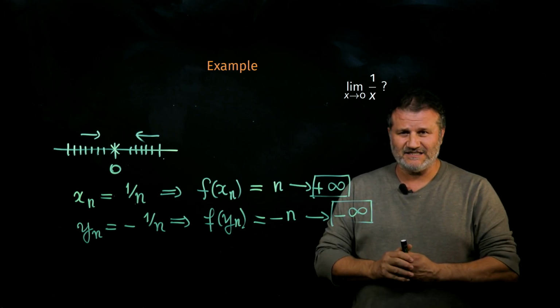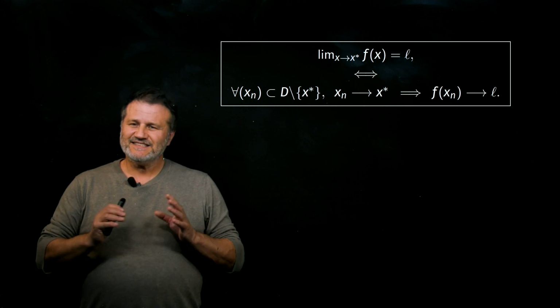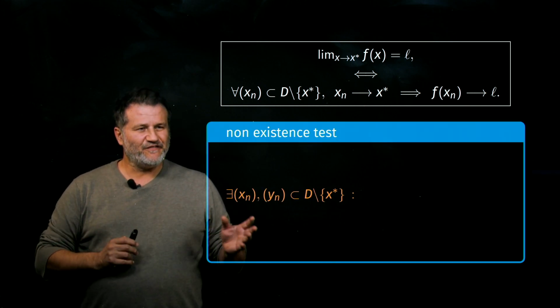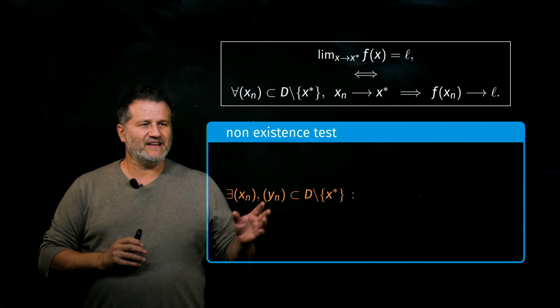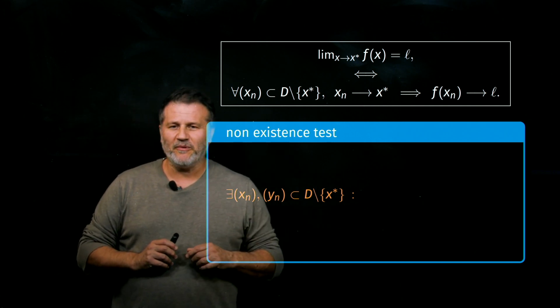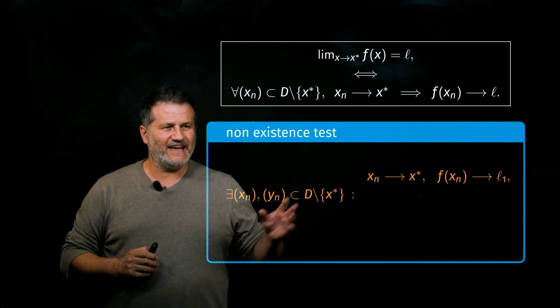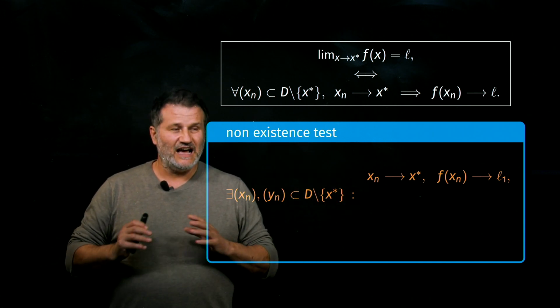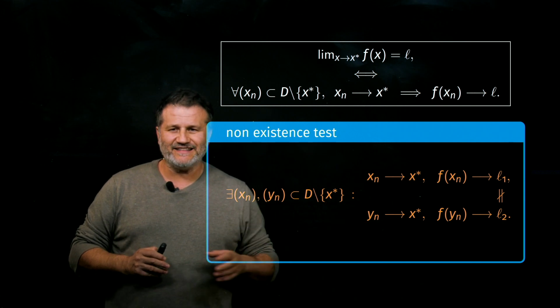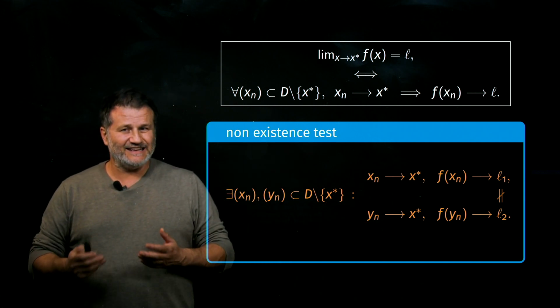limit does not exist. Now, this example shows that if we find two sequences in the domain, xn and yn, different from the point x star, such that both go to x star, and along which the function f has two different limits, L1 and L2, then the limit cannot exist.